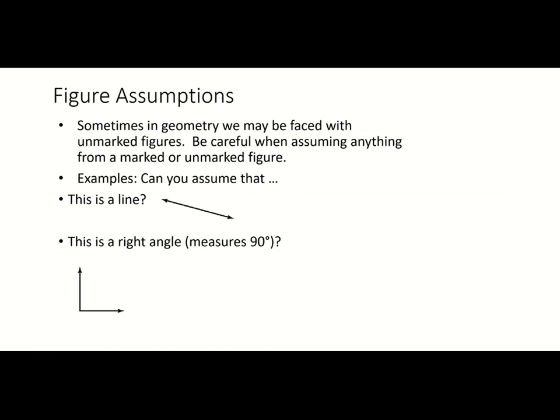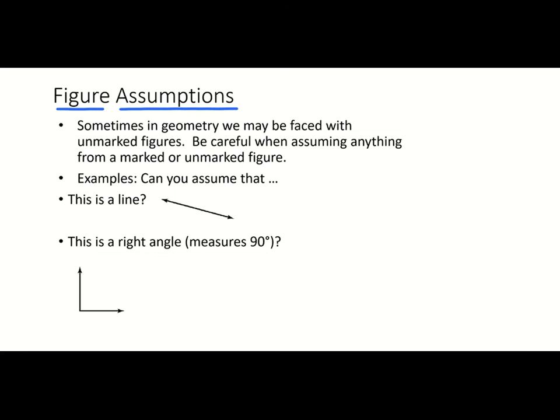Okay, so the last part of this section, we're going to talk about figure assumptions. In geometry, and in any class really, sometimes you look at pictures and we make assumptions, but unless we have information or evidence to back that up, we can't always assume that a figure is what it looks like. We have to have information to back it up. And this happens a lot in geometry, we have unmarked figures, and we have to be careful before we assume anything. And you'll see this when we do proofs.